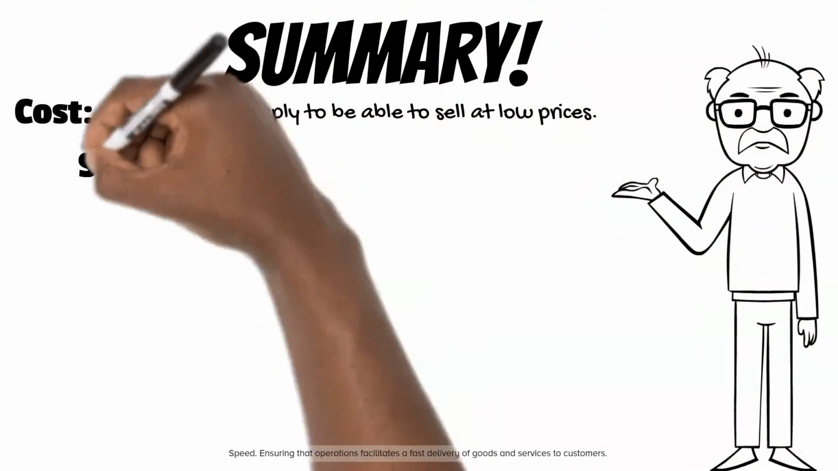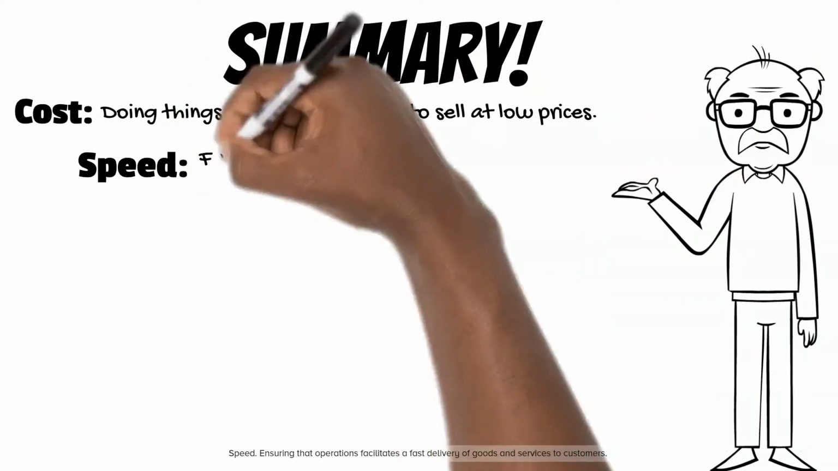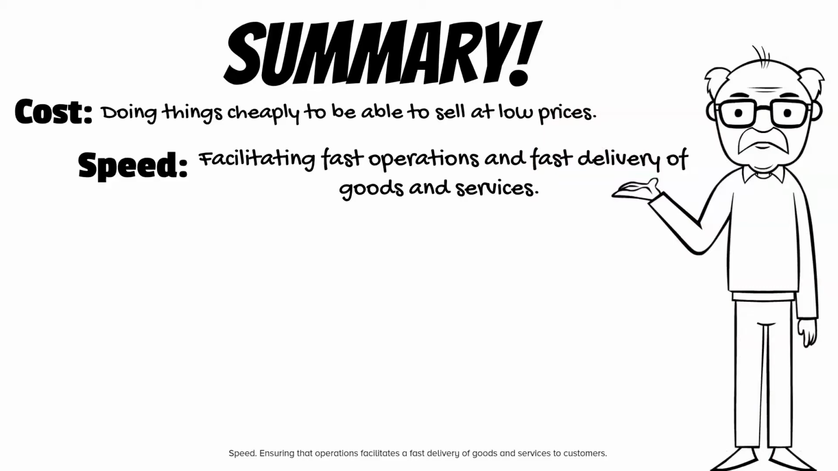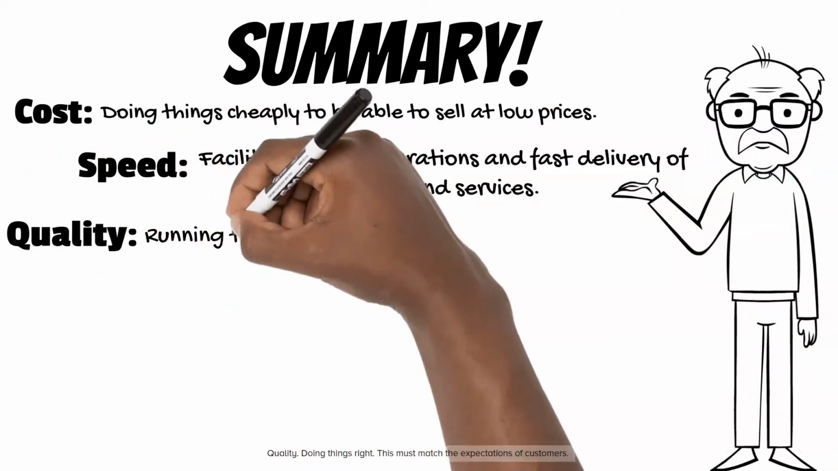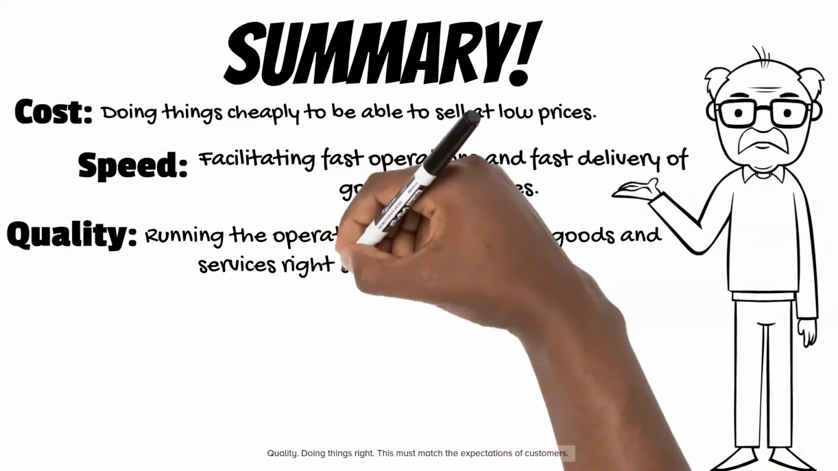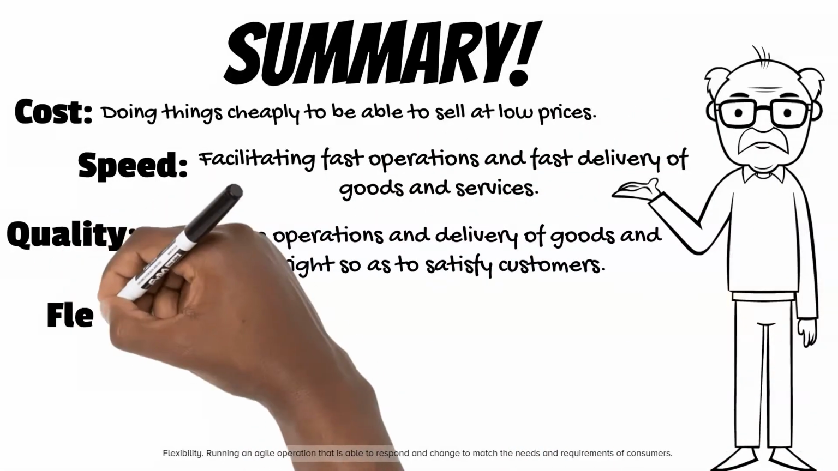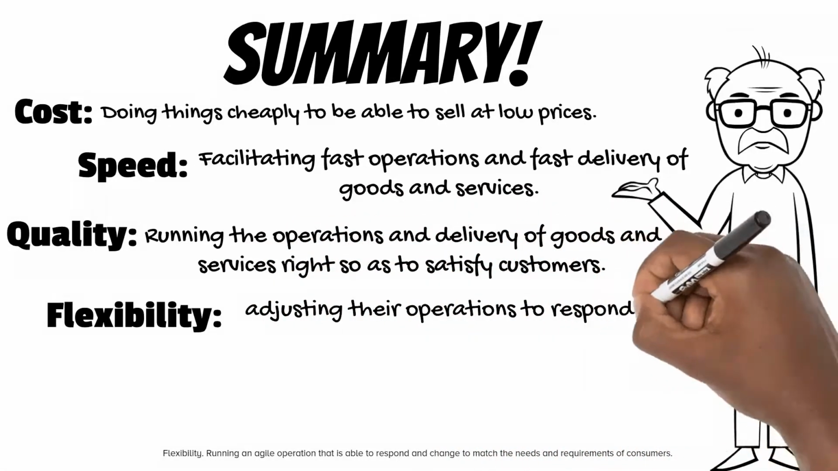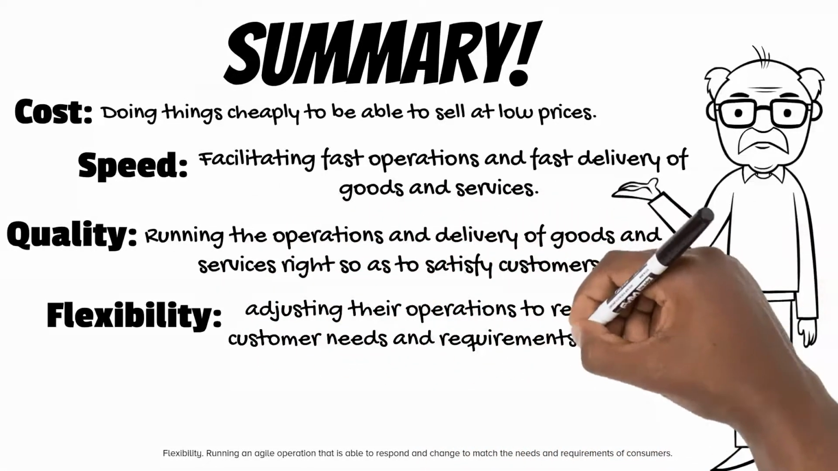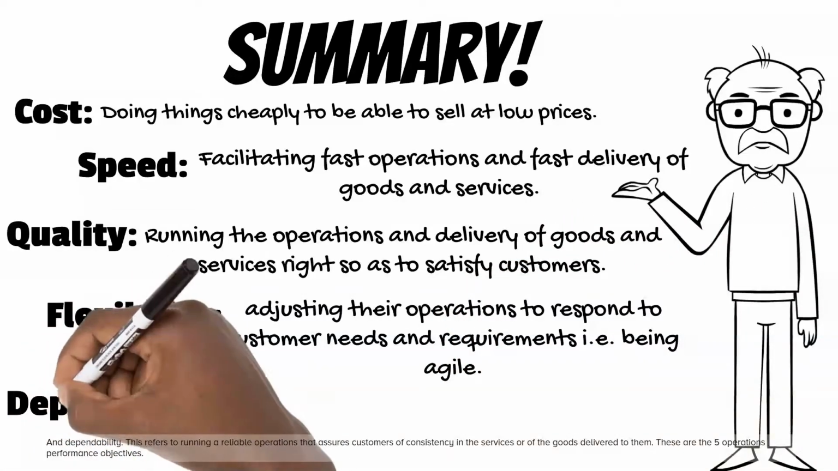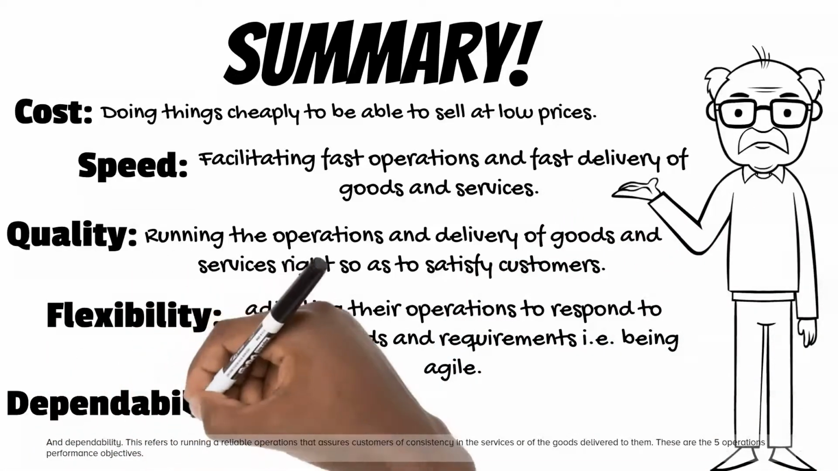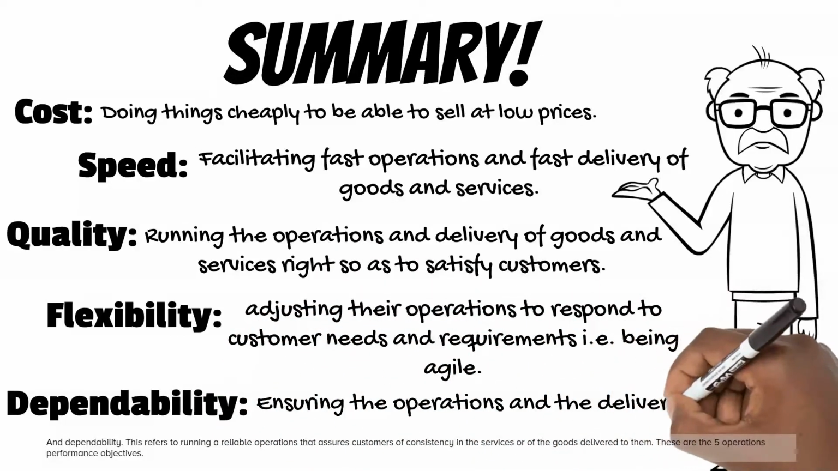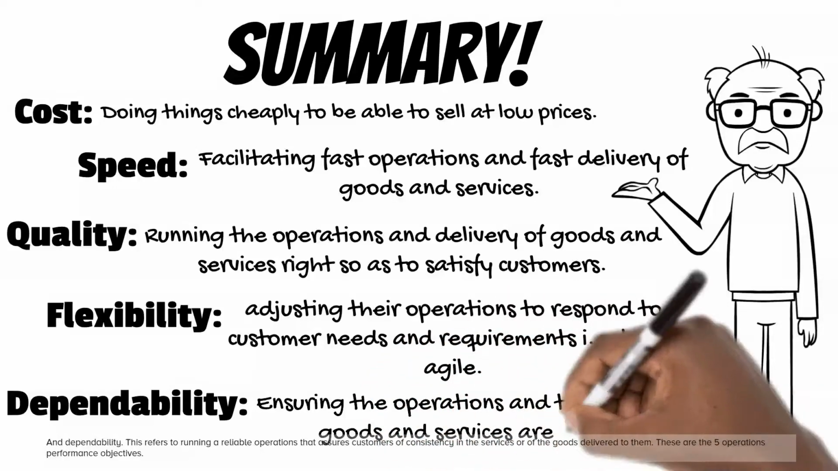Speed. Ensuring that operations facilitate a fast delivery of goods and services to customers. Quality. Doing things right. This must match the expectations of customers. Flexibility. Running an agile operation that is able to respond and change to match the needs and requirements of consumers. And dependability. This refers to running reliable operations that assure customers of consistency in the services or of the goods delivered to them. These are the 5 operations performance objectives.